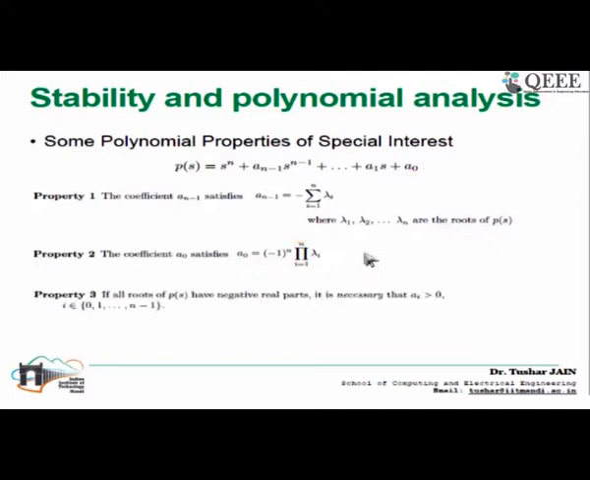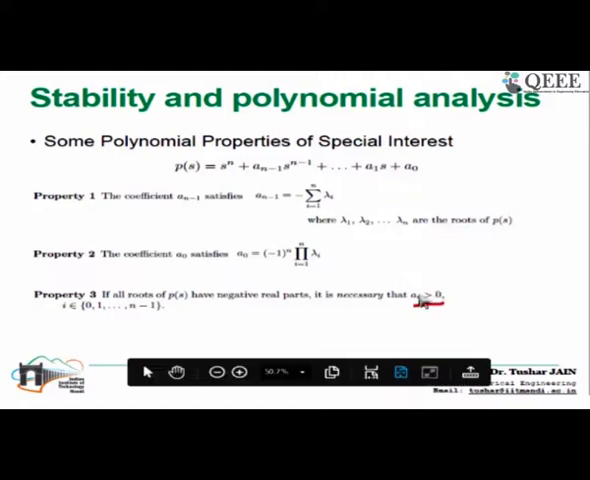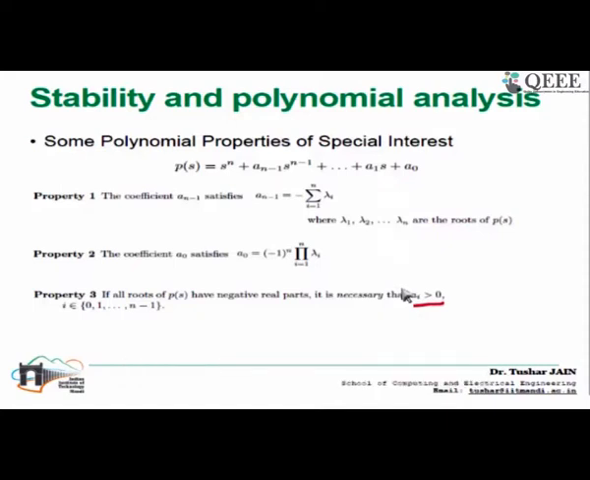Property 3 reads: if all roots of P of S have negative real parts, it is necessary that all the ai, that is, all the coefficients of this polynomial, are positive. So this is just a necessary condition, not a sufficient one. And necessary means what? It might be possible that all the coefficients are positive, and in that case the roots of P of S might still not have negative real parts. So it only says that if the roots have negative real parts, then it is necessary that all ai should be positive, not the other way around.